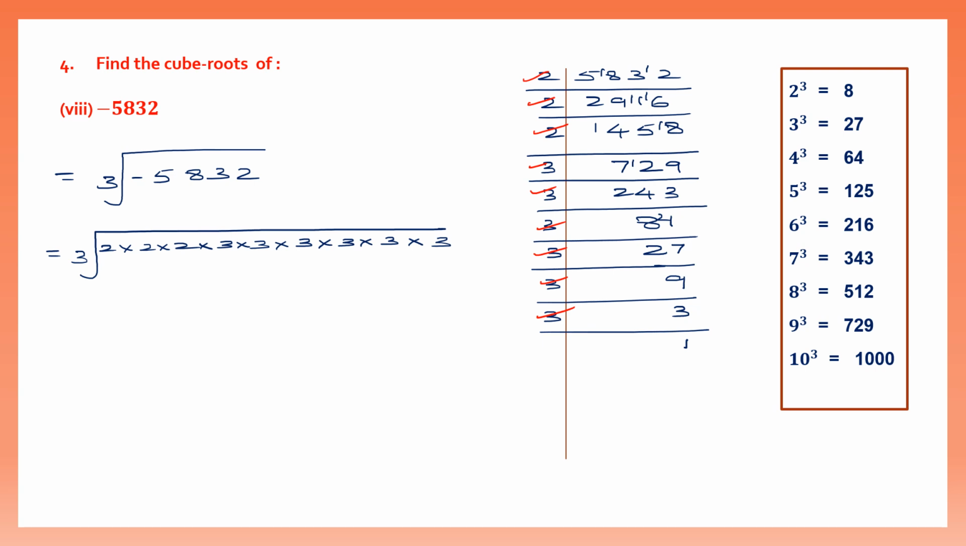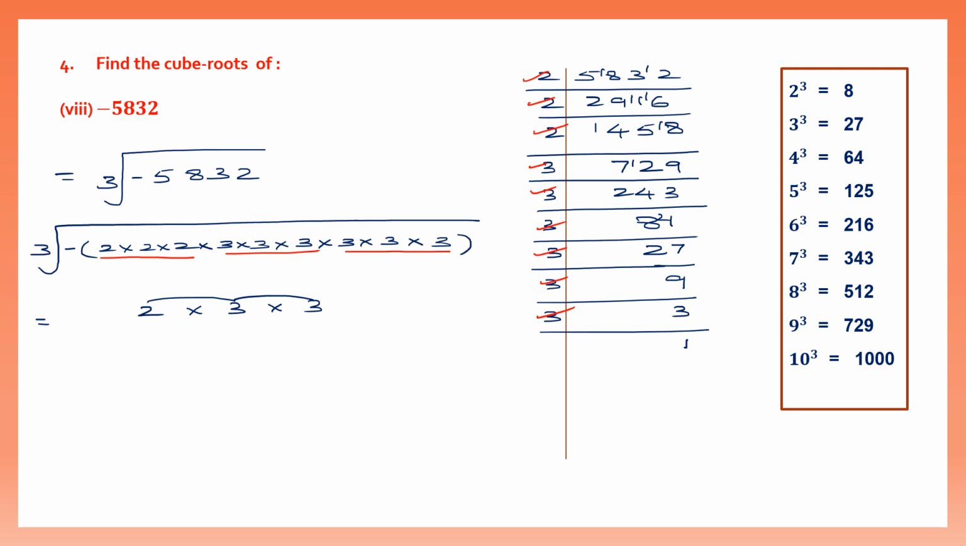So the next step is we're going to put them in groups of threes, form a triplet. So here we have 1, 2 and 3. Next step is we take 1 out of each triplet. So 2 into 3 into 3. 2 threes are 6, 6 threes are 18. So that is minus of all this. So 18 will be minus 18. So this is our answer.